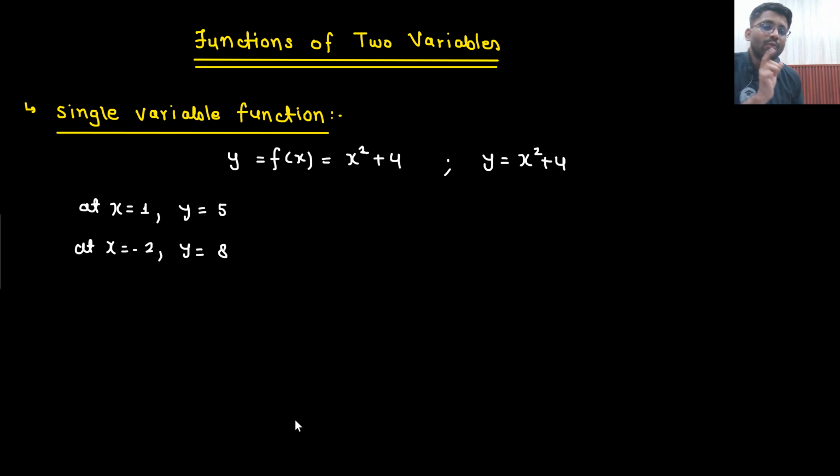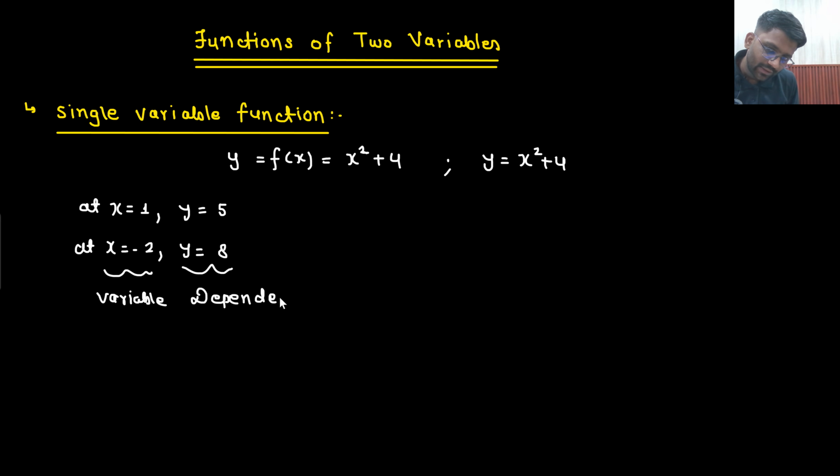So in that manner, who is the variable here? X is the variable, no? X is the variable. And this guy is dependent. Are you able to understand this point? That means if x is 1, then there is no other value than 5 that y can take. If x is minus 2, then y can take only one value, which is 8. So x is the variable value. I can vary the value of x. Based on that, I will get the value of y.